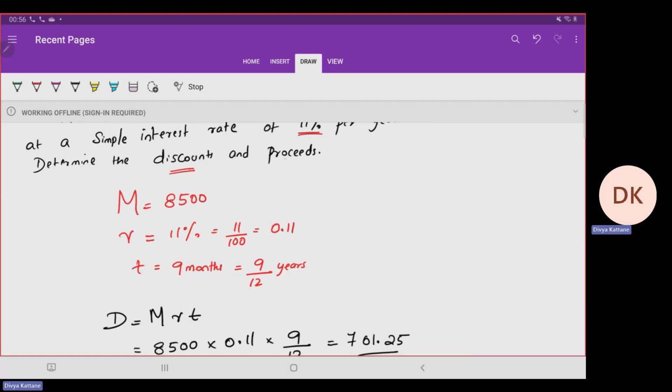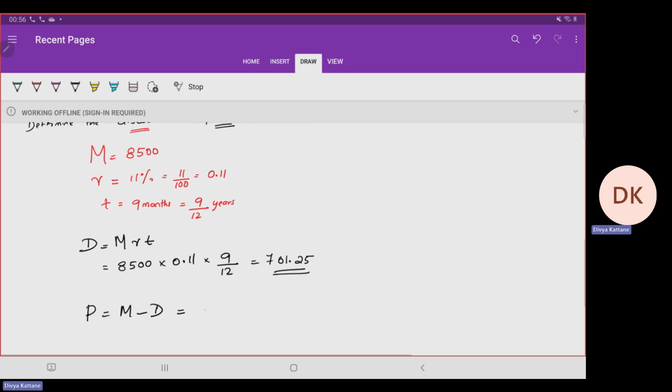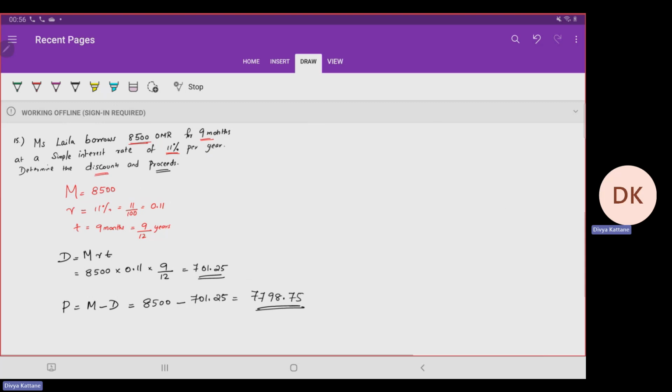Now we need proceeds. So the rule for proceeds is P equal to M minus D. M means the mature value, that is 8,500, minus D. D is 701.25. So your answer will be 7,798.75. So these are the rules for finding discount and proceeds.